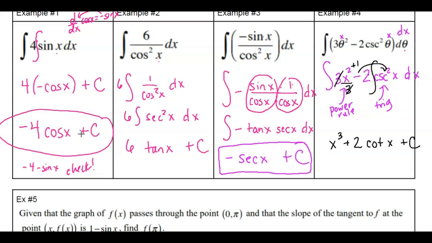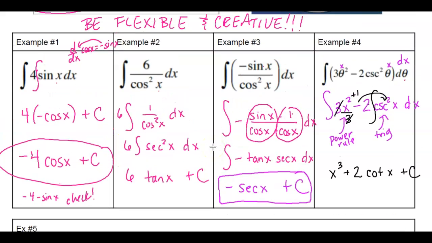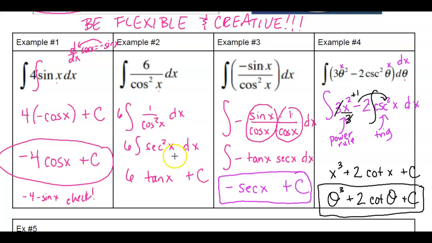Okay, now technically, we really did not start with x's, so you should go back and change it back to the original problem. So everywhere you see an x, you should put in a theta. That's the best answer. Now, if you don't need to change it to x, that's even better. But I know theta has confused students in the past, so just work around it. Okay?